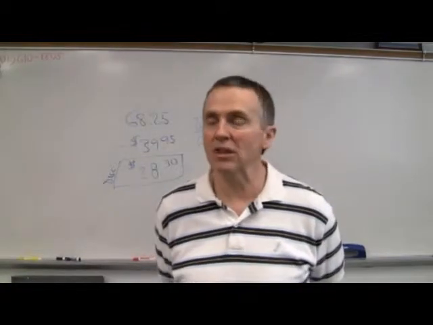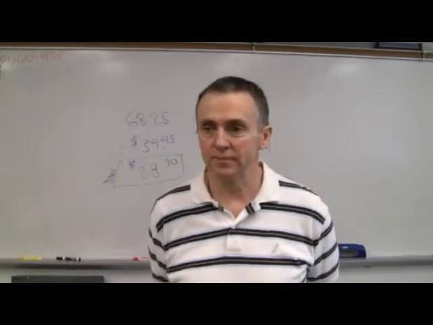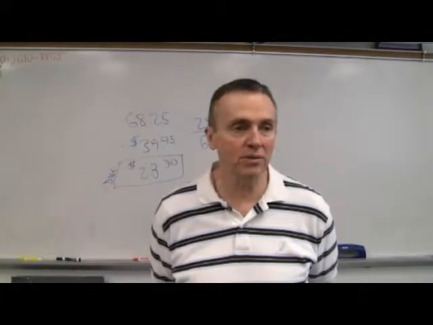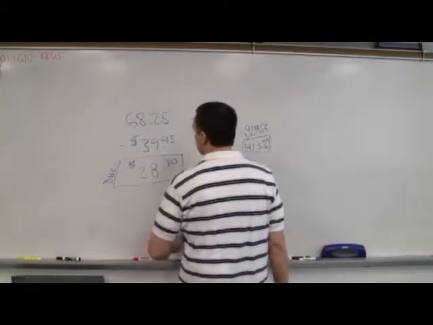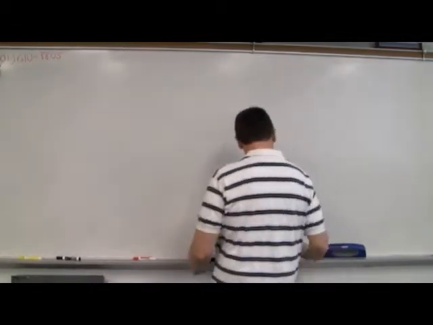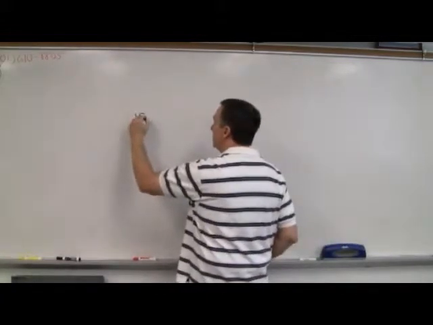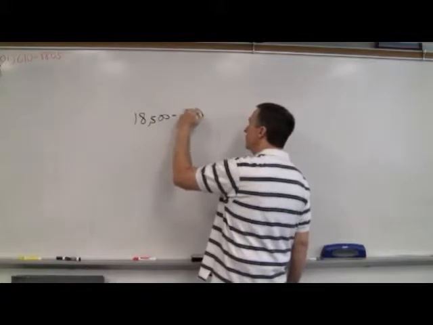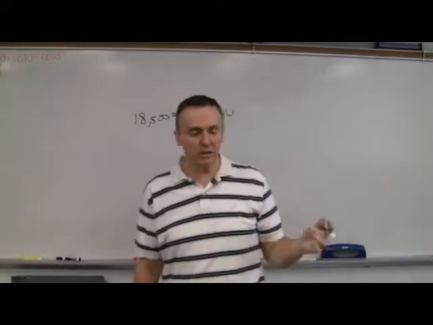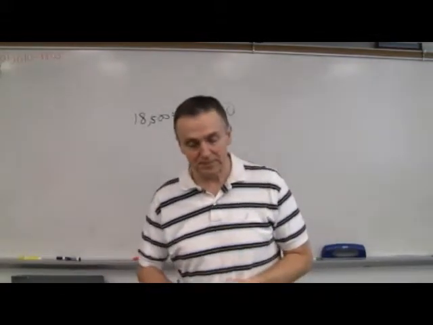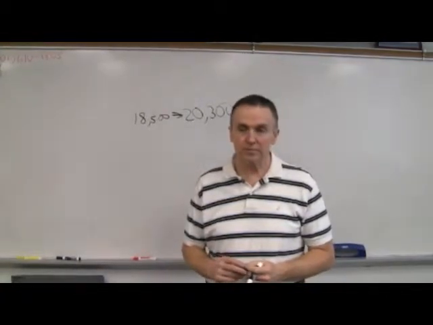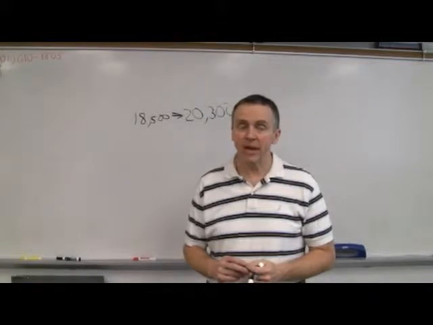All right, how about this one? The price of a car goes from $18,500 up to $20,300. It goes up in price, not down. What numbers did I say? 18,500 to 20,300. That's where it goes. What percent increase does that represent? Percent increase. How do we do it?